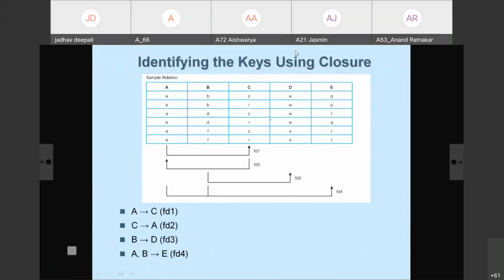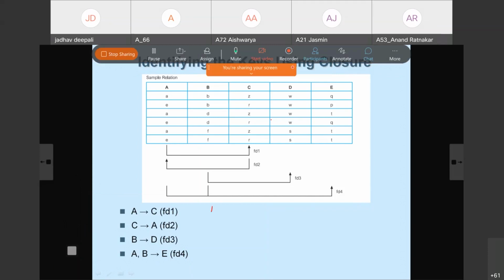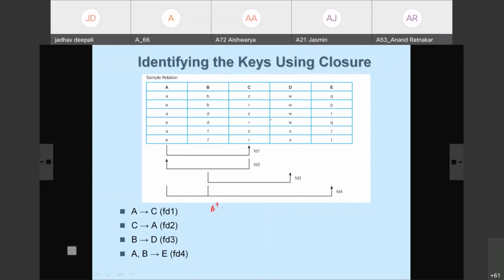So in this example, if we calculate the attribute closure for A, first we add A. Then A tends to C is there, so we add C into the result, AC. Then C tends to A, but A is already there. We cannot add more attributes to this result. So A closure is equal to AC.